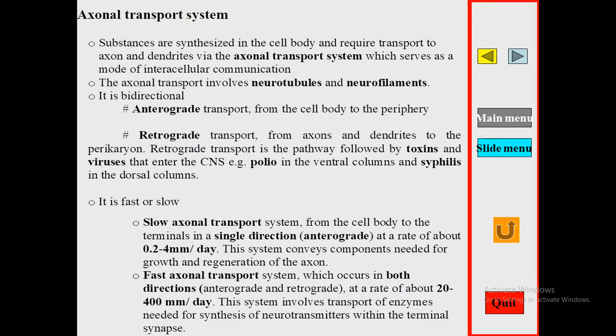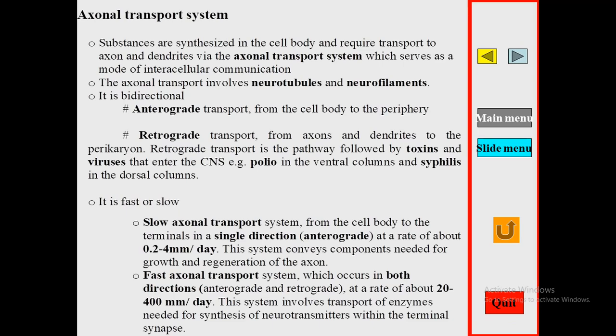Again, this axonal transport system is facilitated by the neurotubules. The main function is to transport materials which are necessary, such as nutrients, and the substances which are secreted by the neurons, mostly the neurotransmitters. Also, the axonal transport system can get rid of the wastes of the neuron.